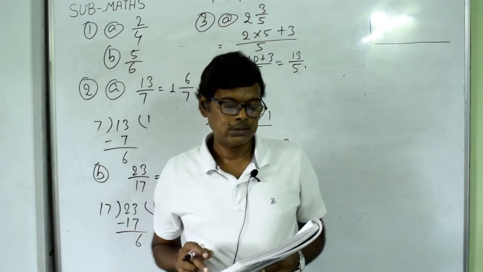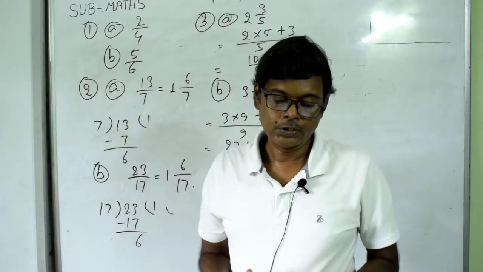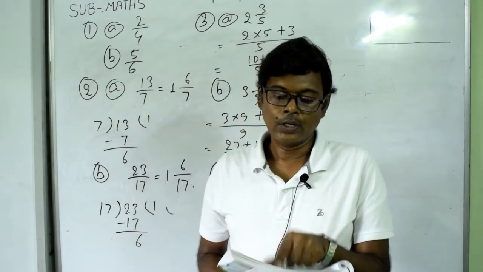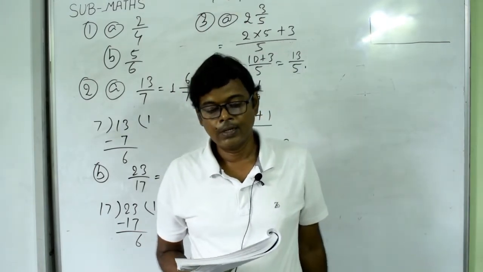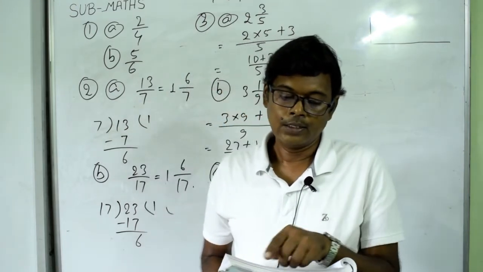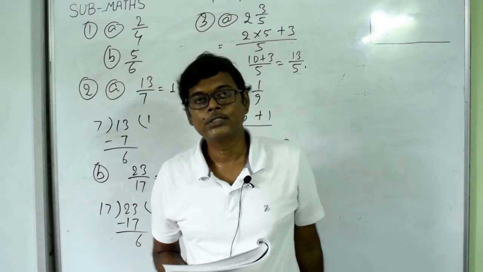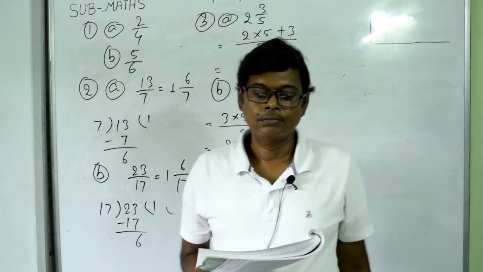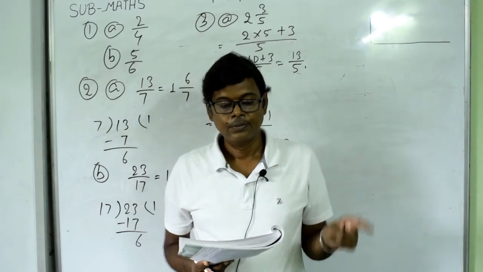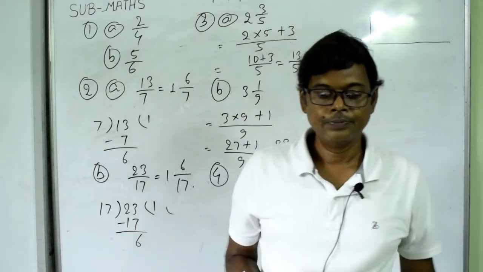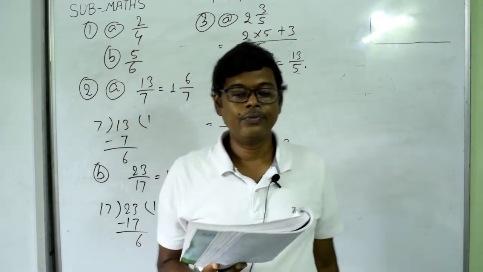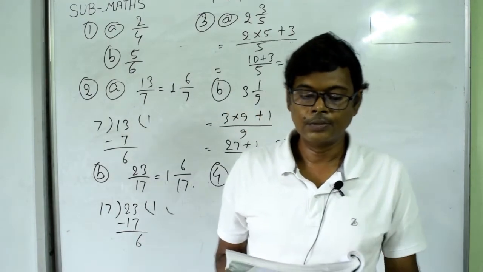Then C is 7 by 5. This is not a proper fraction, so this is not the correct answer. Then D, 9 by 5, and this is also not the correct answer. And E is 4 by 7. So 4 by 7 is also a proper fraction. So you will circle A, B and E, that is 1 by 3, 3 by 5 and 4 by 7, which are the proper fractions.